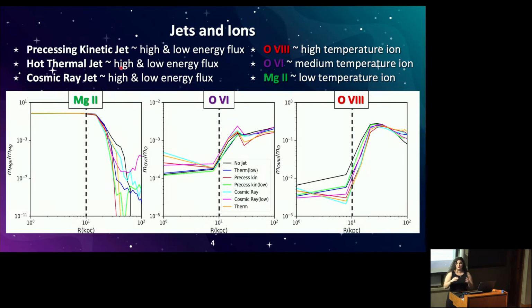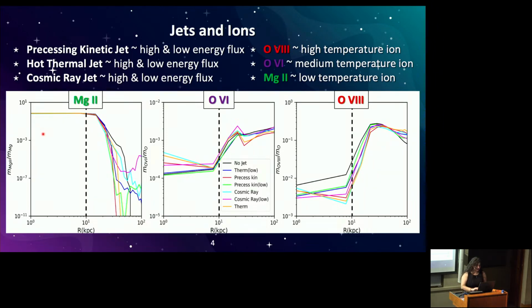The reason we chose these ions is because they have a very wide range of ionization energies. Magnesium-2 has about 1/10 the ionization energy of oxygen-6, and oxygen-8 is about 10 times the ionization energy of oxygen-6. So we had a nice high, middle, and low point that we could then compare things to.